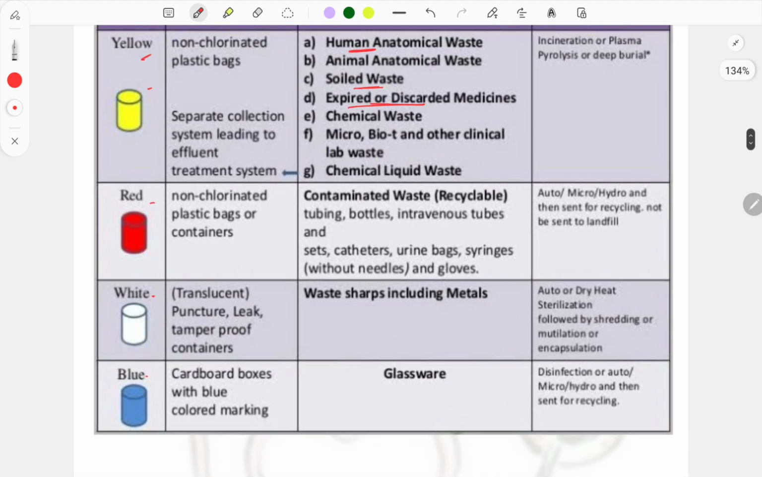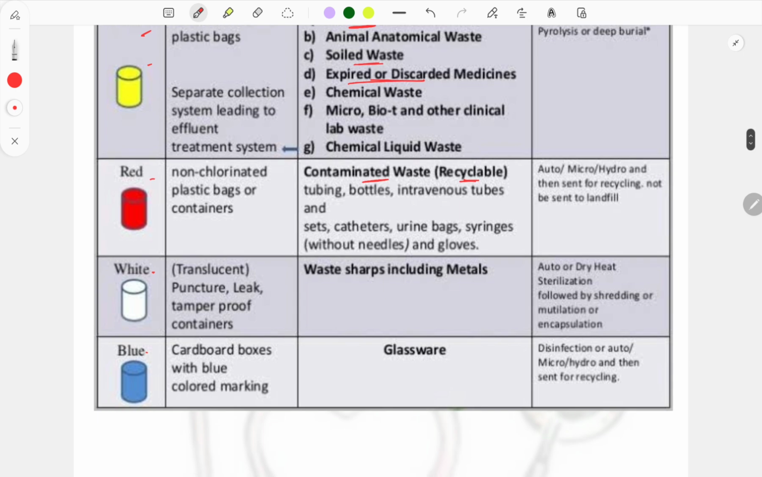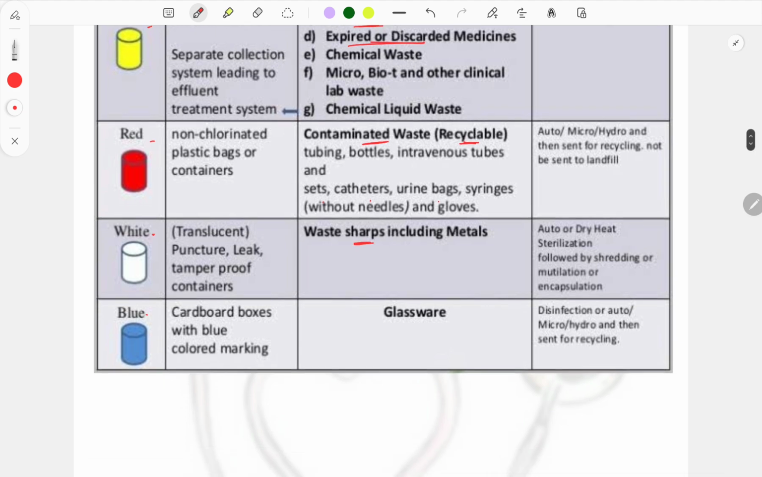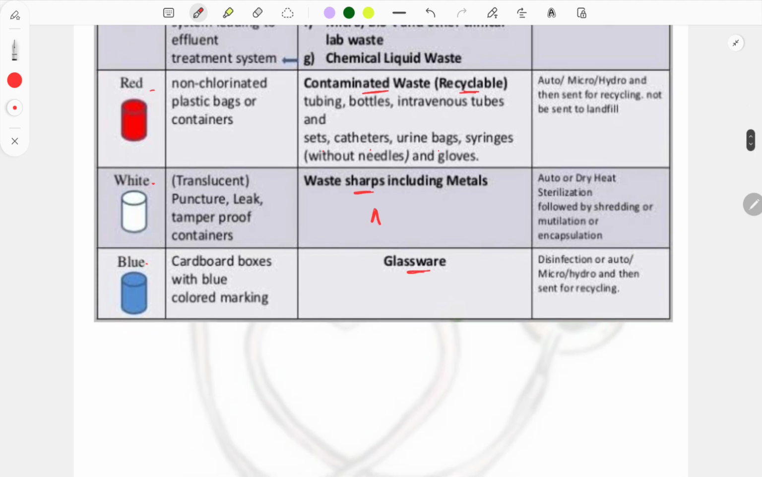Okay, then in the red we will be discarding the contaminated waste which is recyclable, and the examples are like the set, catheter, urine bags, and all those things. And in the white, sharp metals, and in the blue, glass waste. So these two are very important and questions have frequently been asked on this.